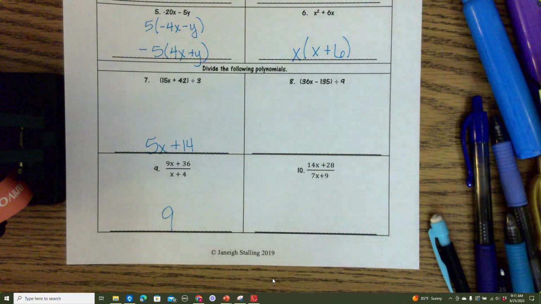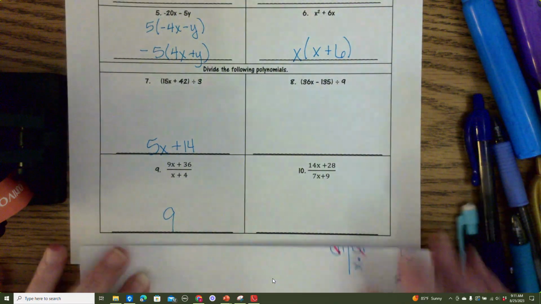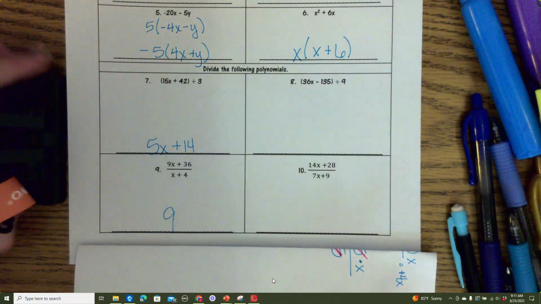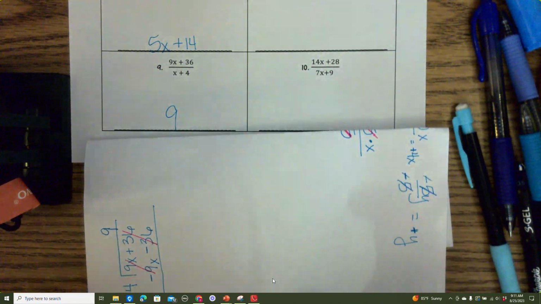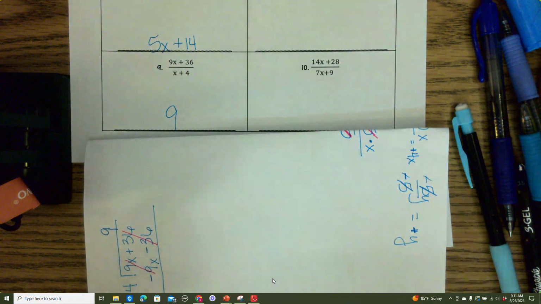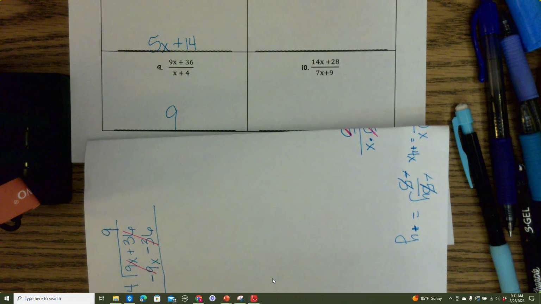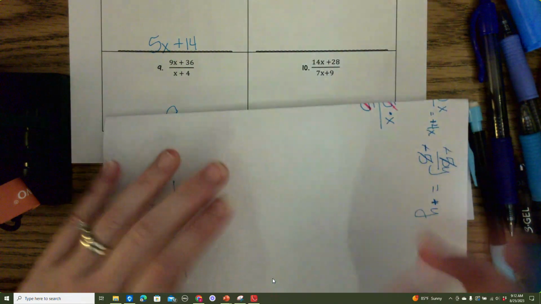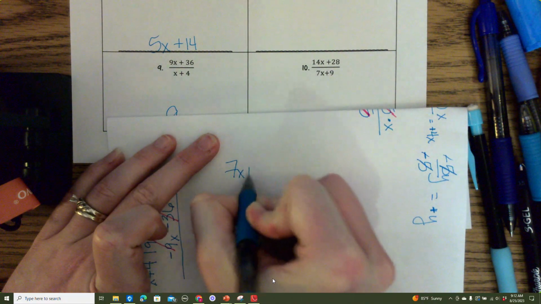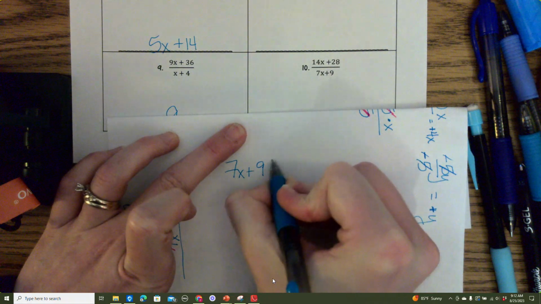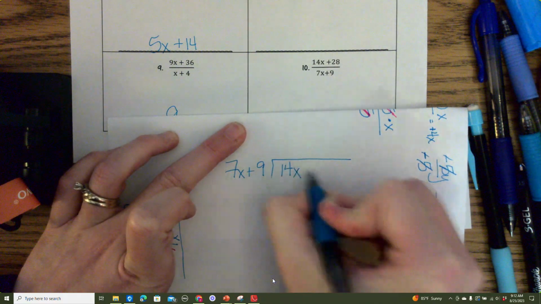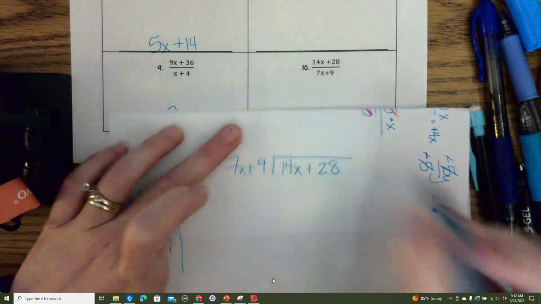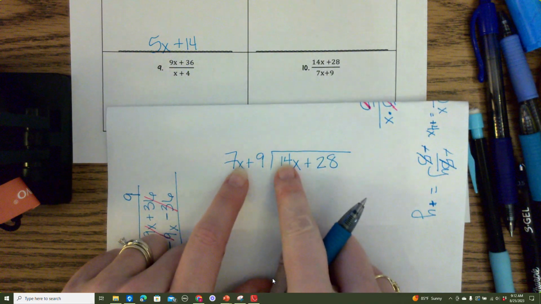All right, last one, and I'm only going to leave 3 problems for you to work on your own today. Sometimes we get remainders. I don't think I've given you any remainder ones on any assignment past this point. Like on your quiz on Monday, there won't be any ones with remainders. On the unit test, there won't be any ones with remainders. All right, we've got 7x plus 9, 14x plus 28.